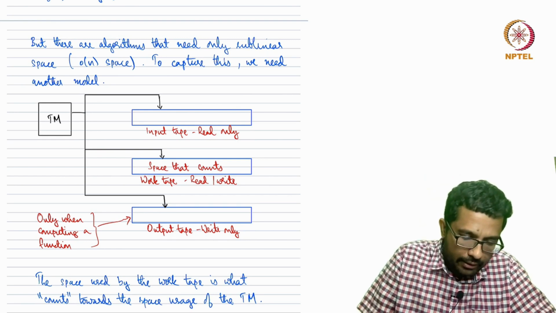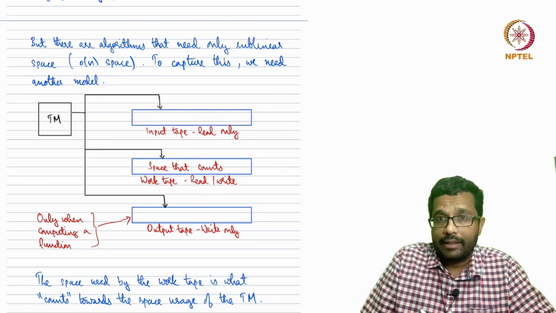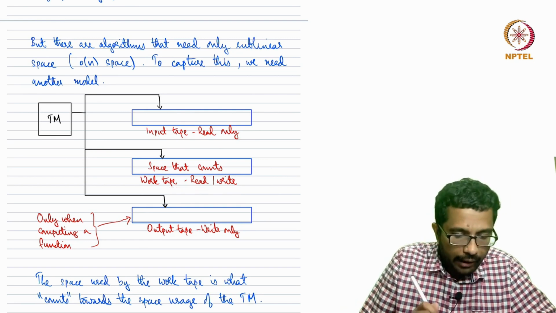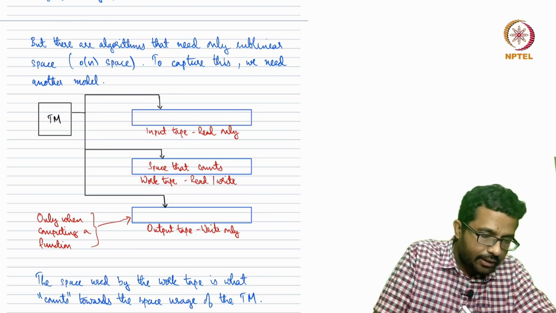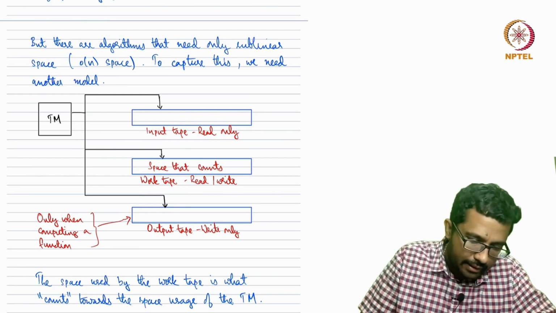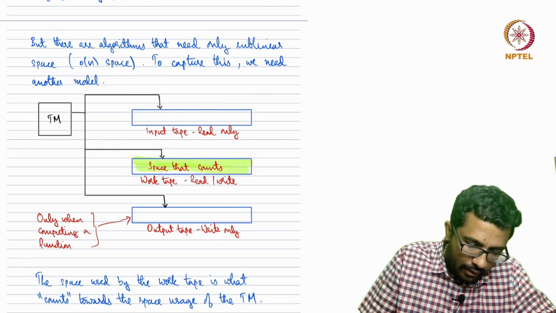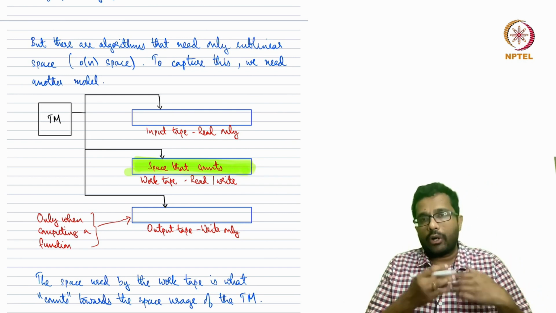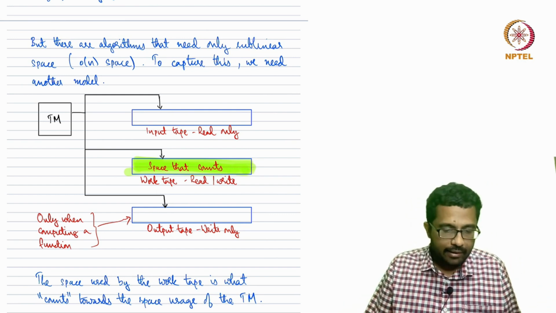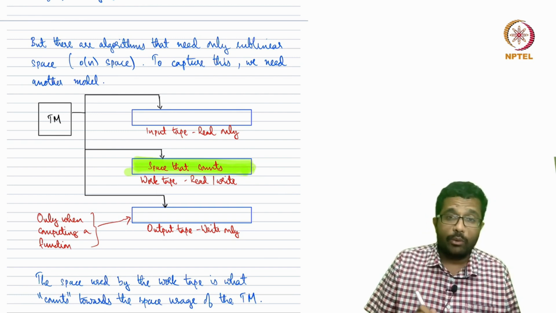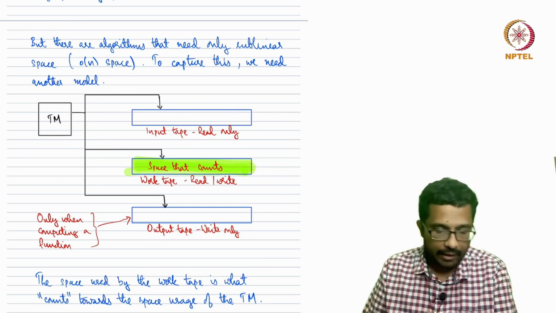Once again, the input is on a read-only tape. We are not going to be adding anything more. The work tape is a read-write tape, and the space that we actually call the space usage of the Turing machine is the space in the work tape. So how much of the space in the work tape is used, that is the space requirement of the Turing machine, right? Over all the inputs of the same length, what is the maximum space used? That is the space complexity, right?